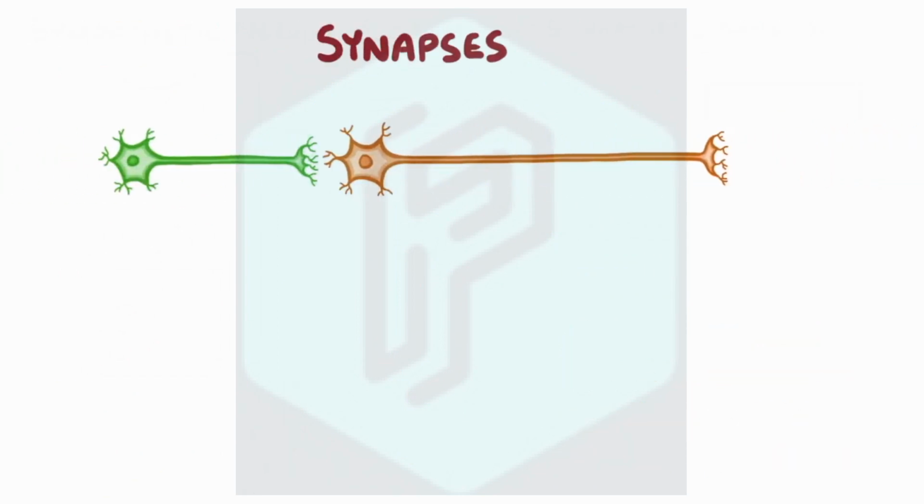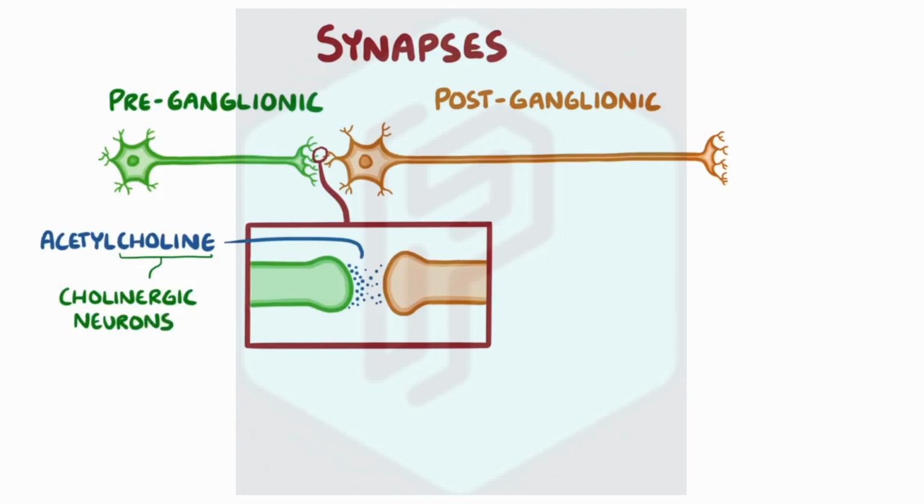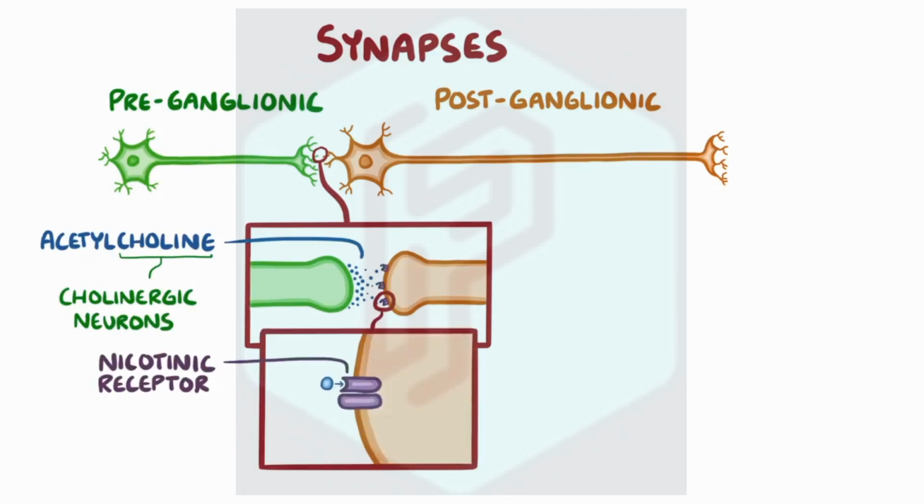Now, let's zoom in on the synapses of the sympathetic nervous system. The preganglionic and postganglionic neurons release different neurotransmitters, which are the tiny little molecules that nerve cells use to communicate with one another. The preganglionic neurons release the neurotransmitter acetylcholine, and that's why the preganglionic neurons are called cholinergic neurons. Acetylcholine binds to the nicotinic receptors on the cell membrane of the postganglionic neuron cell bodies.